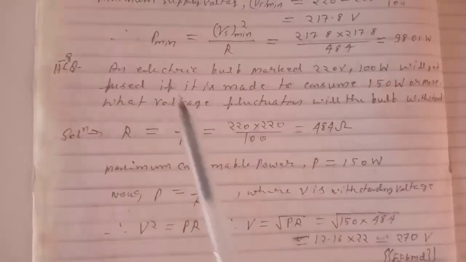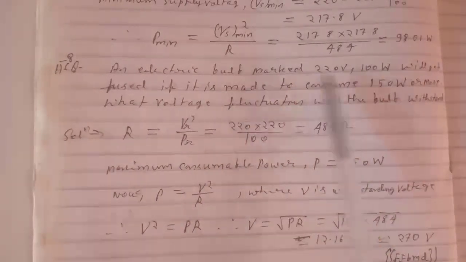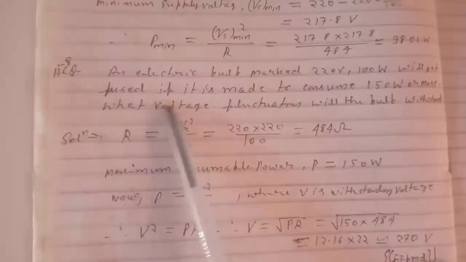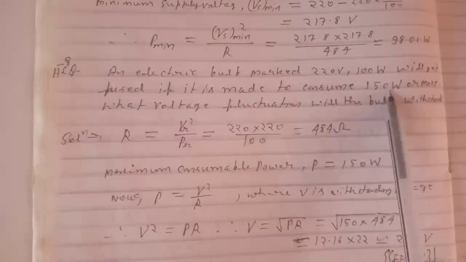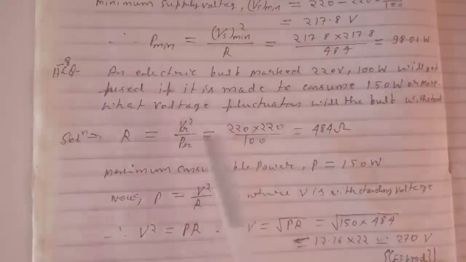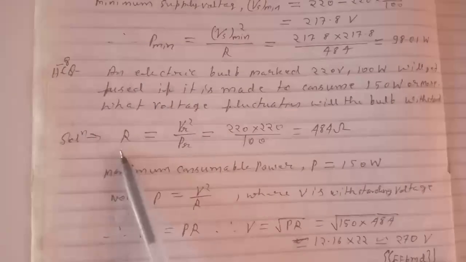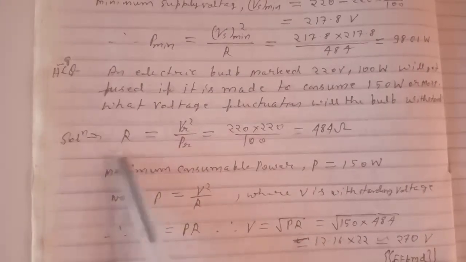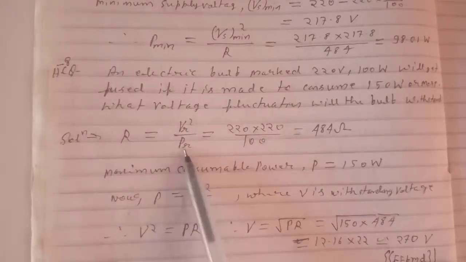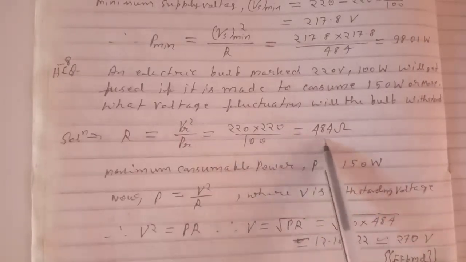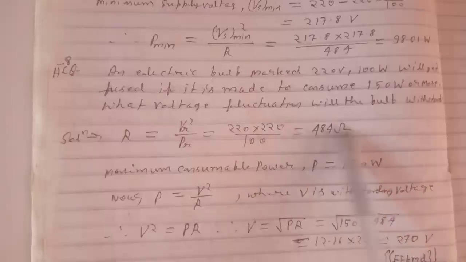Next, an electrical bulb marked 220 volt 100 watt will get fused if it is made to consume 150 watt or more. What voltage fluctuation will the bulb withstand? Their resistance is calculated as R equals V rated squared by P rated. So 220 squared by 100 equals 484 ohm. That is, the resistance of the bulb is 484 ohm.